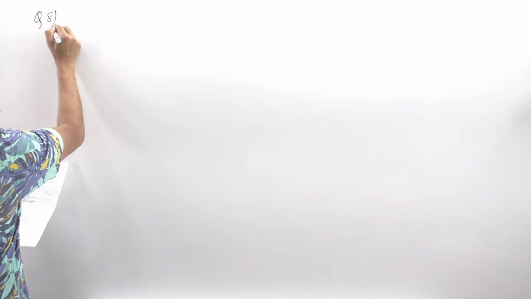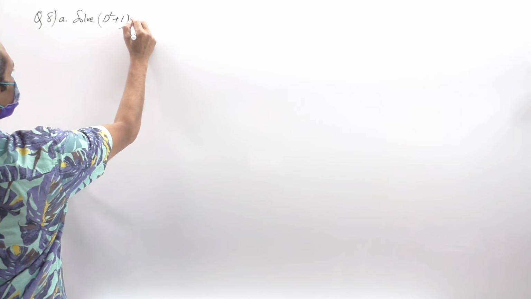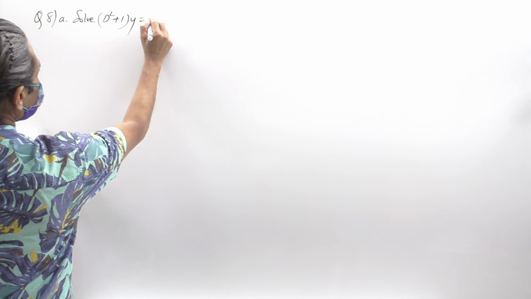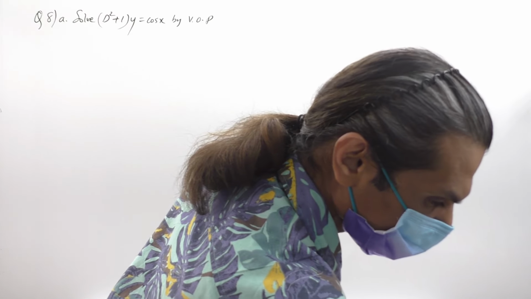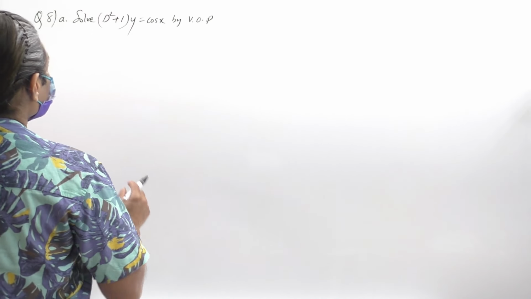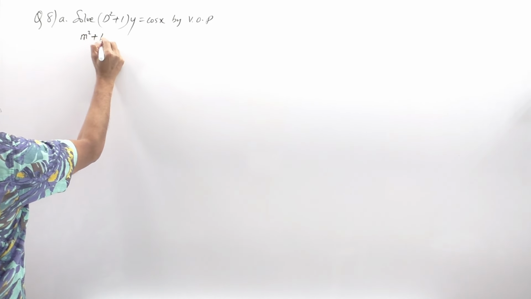Okay, question number 8 is: solve (D square plus 1) y equals cos x by variation of parameters. I didn't give a short form. So, variation of parameters. The equation is (D square plus 1) y is equal to cos x. Fine. The method of variation of parameters: we first find the roots here.